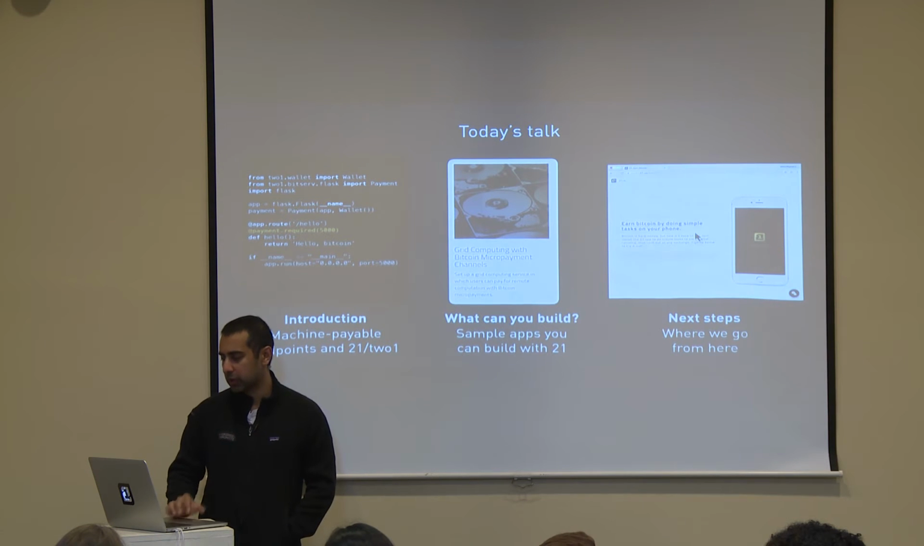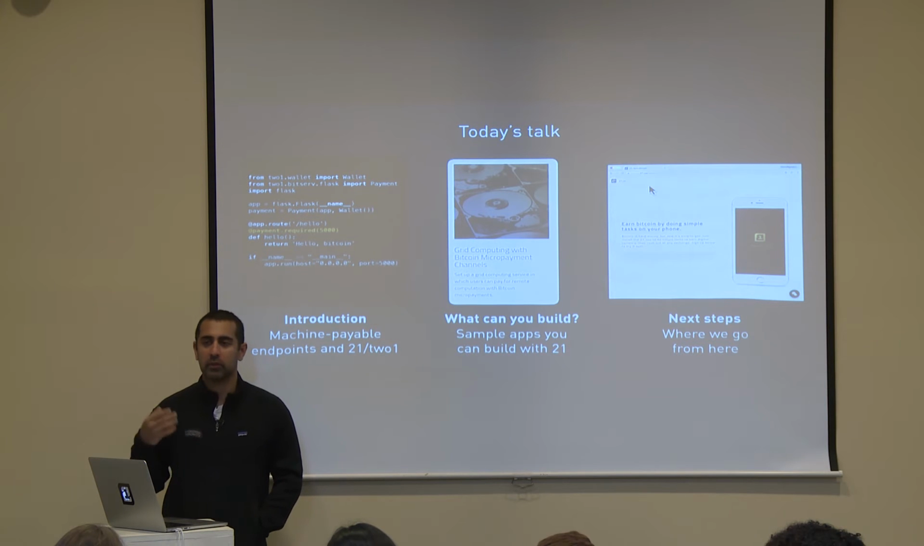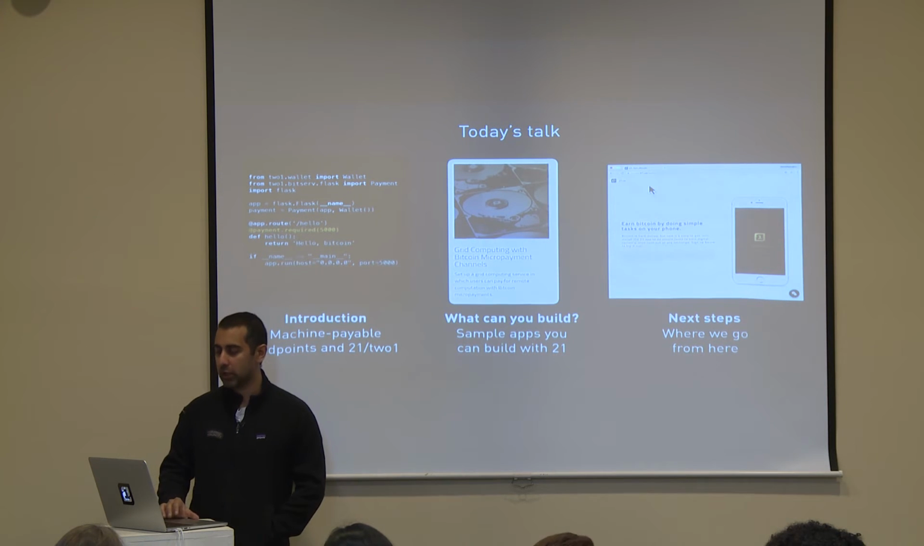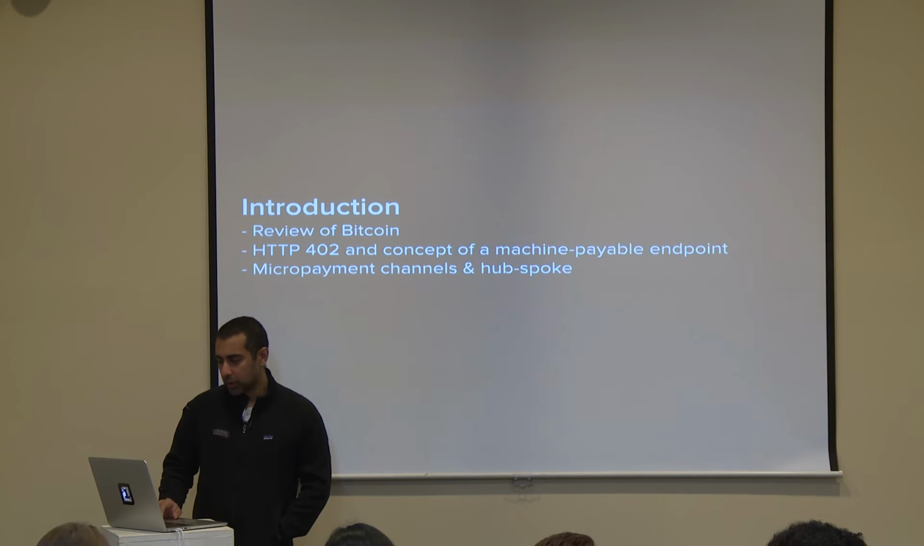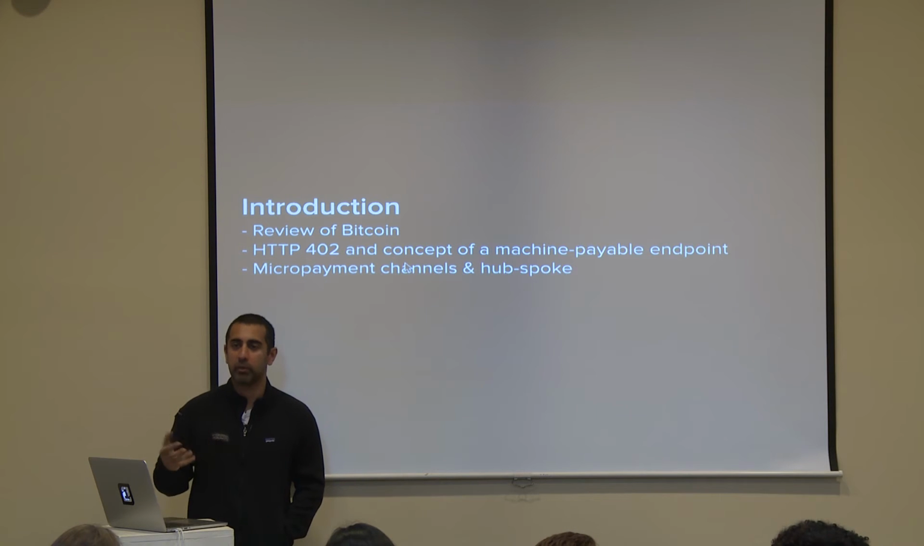And then the third is basically, where do we go from here? I'll show you the first major app that we've built on this technology, a production app. Let me motivate things a little by reviewing Bitcoin in one slide, talking about this concept of HTTP error code 402 and the idea of a machine payable endpoint, and then this idea of micropayment channels and how we actually implement micropayments with Bitcoin.